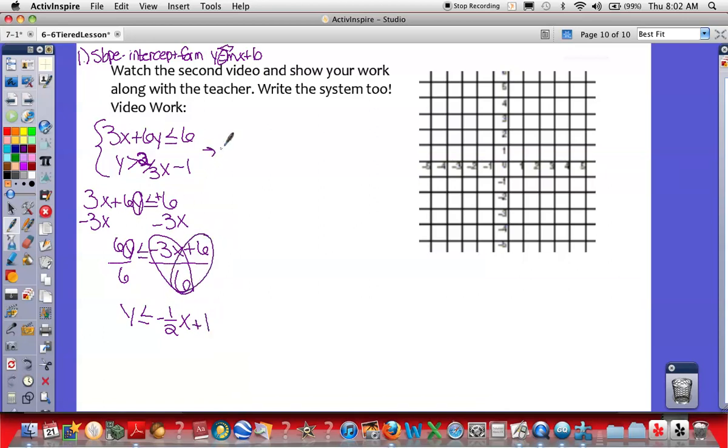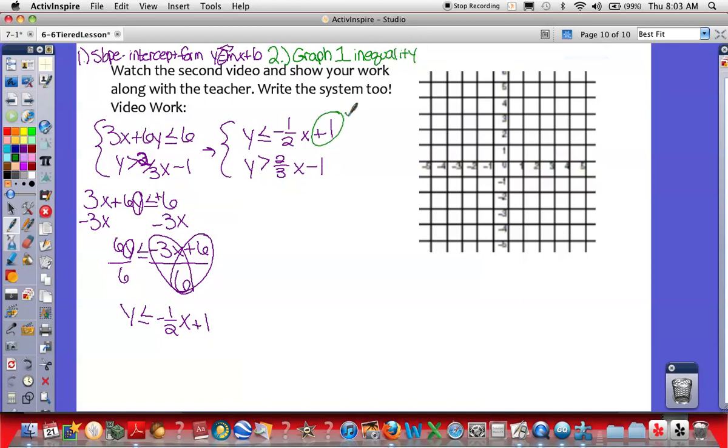So let's go ahead and rewrite our system with y is less than or equal to negative 1/2 x plus 1. And then our second one was still y is greater than 2/3 x minus 1. Now we're going to just graph each one individually. So our second step is to graph individually, or just first graph one inequality.